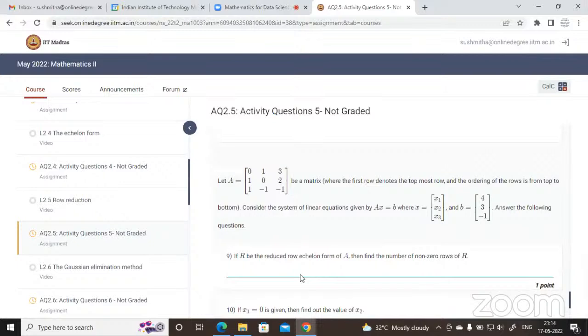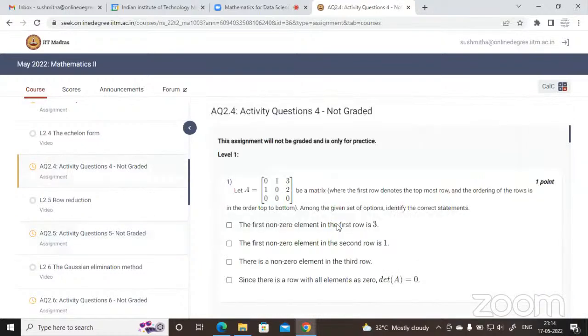Let R be the number of non-zero rows. You just need to do the reduction, right? You find the RREF and then. I got it, but got the wrong answer. Maybe you should just check your calculation. Yeah. Okay, ma'am. Question number 2.4, question number 6.